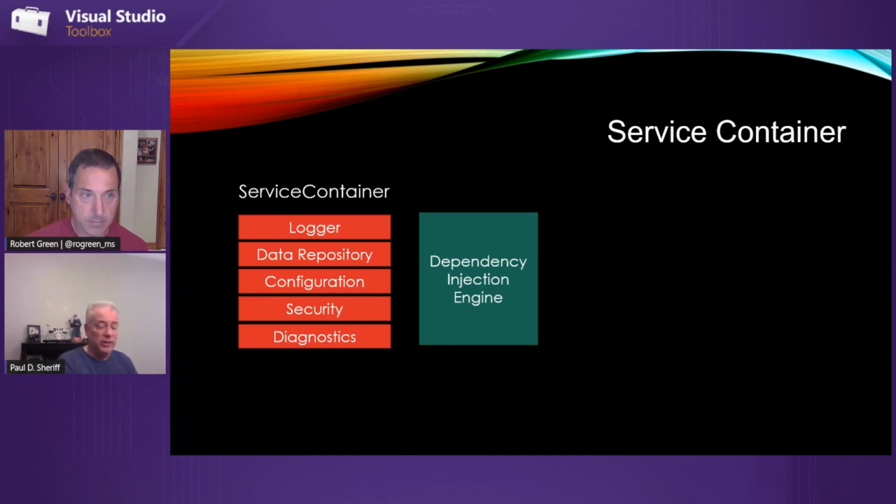You're going to add to it maybe a logger, a data repository, a configuration, a security, and a diagnostic. So these would be all these interfaces that you have, right? And then you actually say, for this interface, for this particular run, I'm going to use the logger that logs to a file. The data repository is going to come from the Entity Framework. Configuration is going to come from a JSON file, for instance.